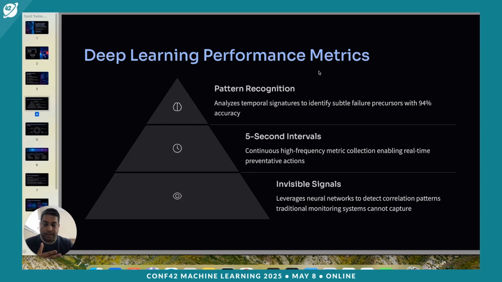Recognition should not be delayed by 30 minutes or 1 hour. It should be quick enough, at an interval of 5 to 10 seconds, so that the pattern can be identified and action can be taken immediately. There are also invisible signals, for which you can leverage the neural networks of the entire solution to detect the correlated pattern from the monitoring logs to fix the problem.